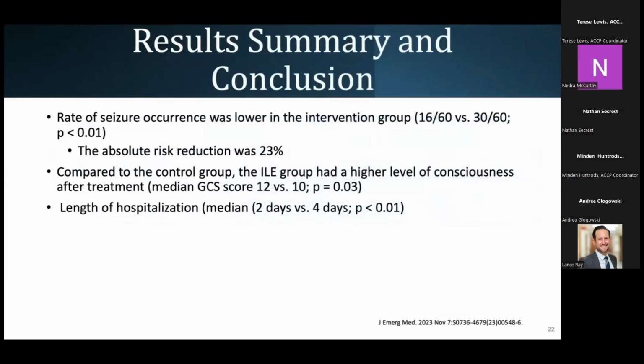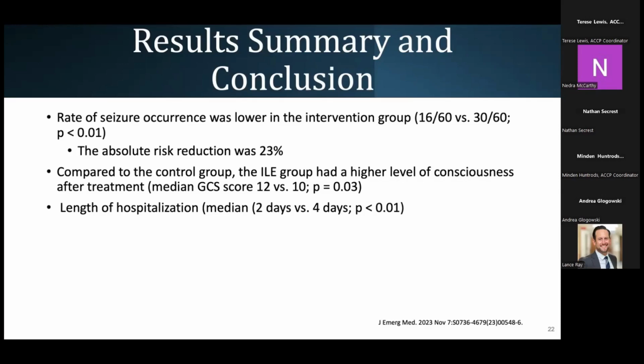So from the summary of the results from the study, the rate of seizure occurrence was lower in the intervention group, with 16 persons from the intervention group developing seizure, and 30 of the 60 patients developing seizure in the control group, and this was statistically significant. They had noted that they required an absolute risk reduction of 25% to reach 80% power. The absolute risk reduction from this study was 23%. So technically, they did not meet power. They're near there, but they did not reach power.